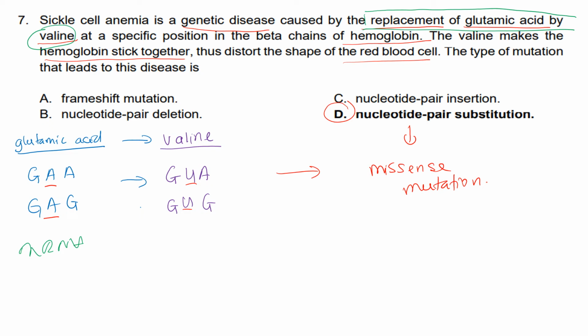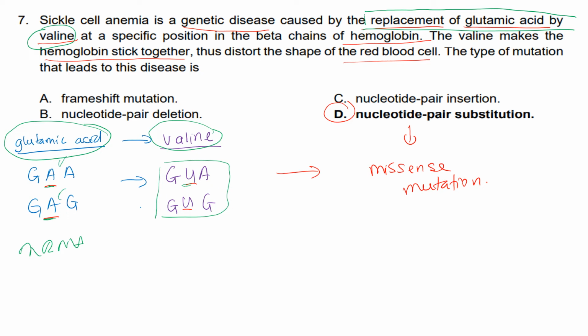Okay, but if a mutation were to occur and change the second base of the codon from A to U, instead of coding for glutamic acid, it will change to valine. The codon for valine is GUA or GUG. So you can see the codons for the two amino acids are similar, but the second base is different.